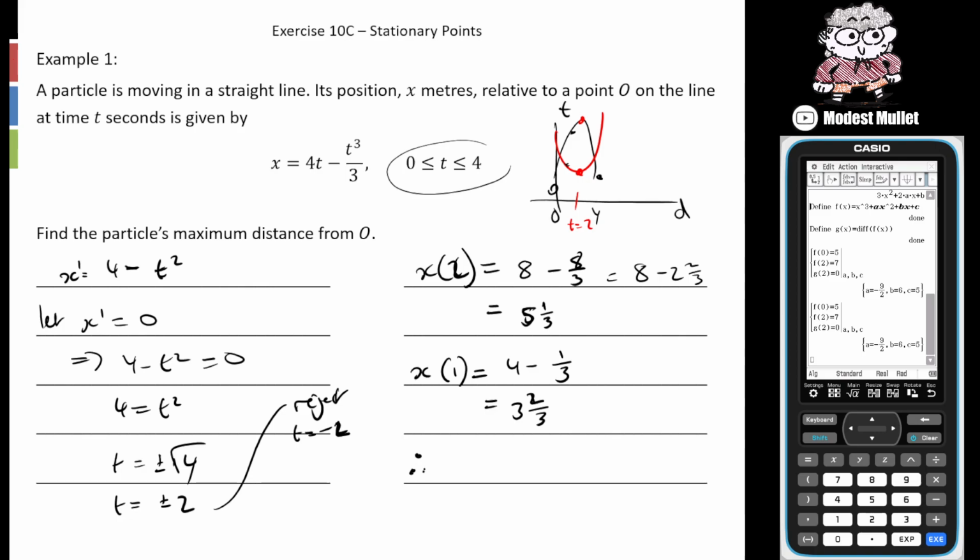So therefore max distance is at t equals 2. So it follows on that x equals 5 and 1/3 meters. That was the y coordinate or x coordinate at that point, because it's x equals giving a distance.